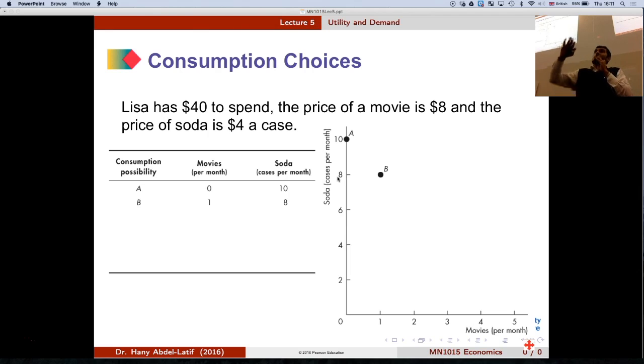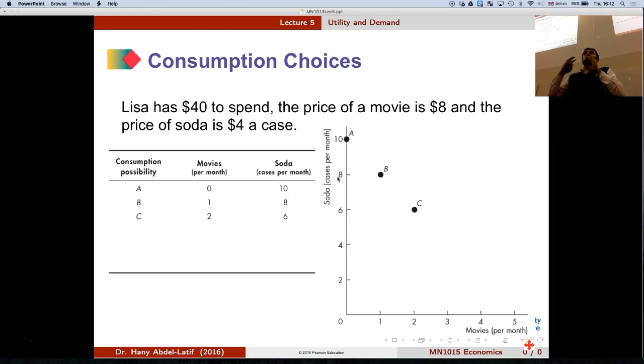I'm not saying that's what she's going to do. I'm saying that's what she can do. These are the choices, the consumption possibilities she has. Now you see point B, point C: she can buy more movies. If she buys 2 movies, she's spending $16 on movies, and then what remains she will spend on soda, and she will get 6 cases per month. So point C is another possibility.